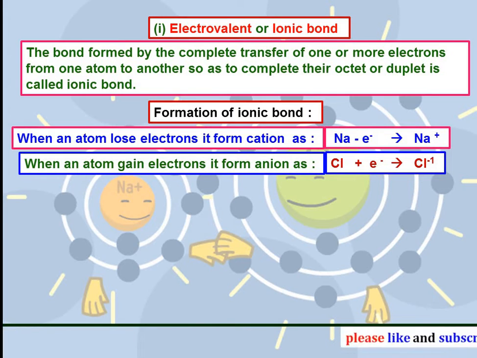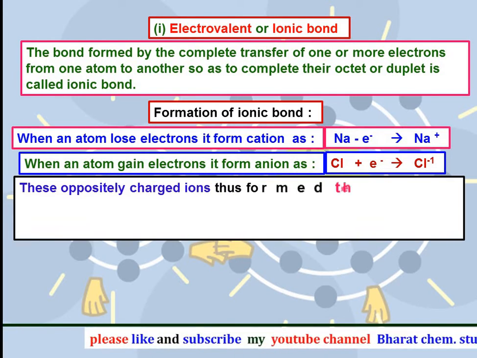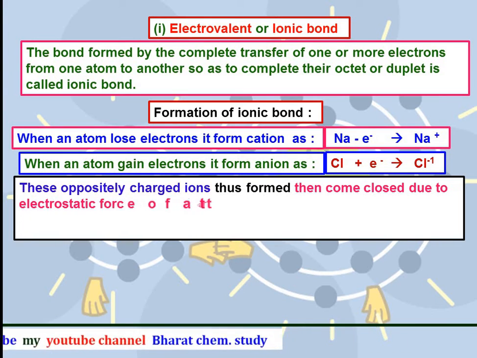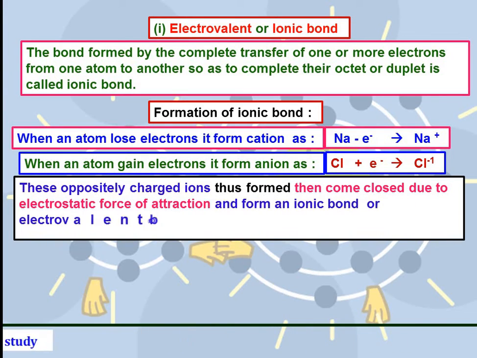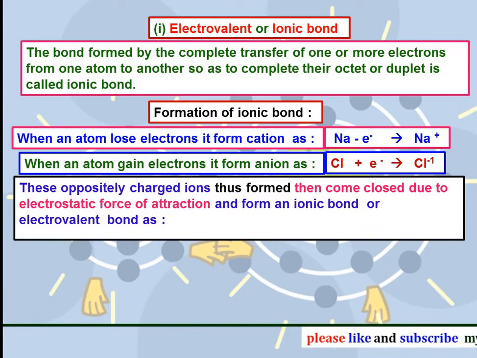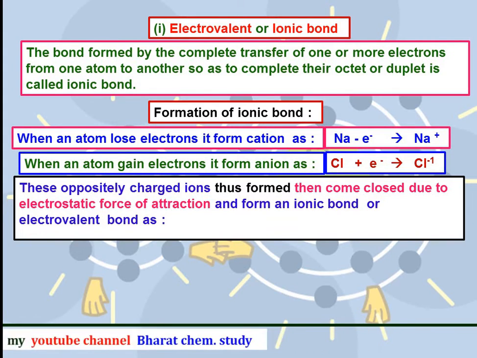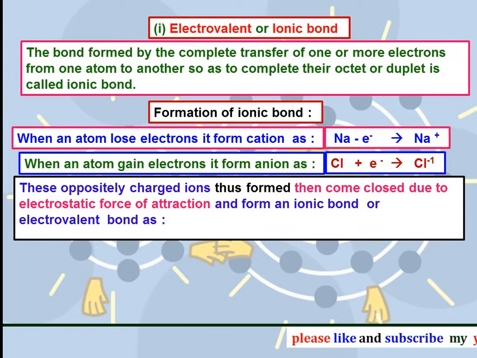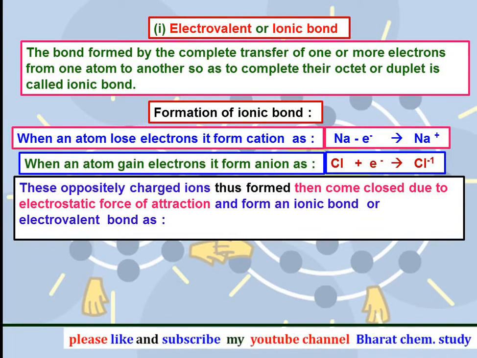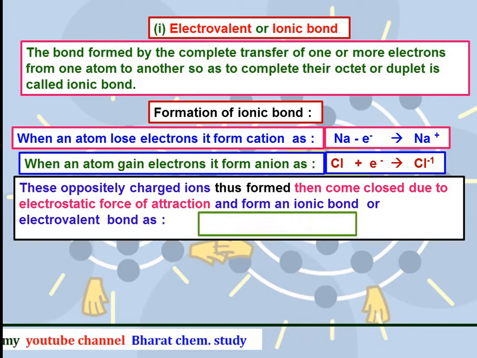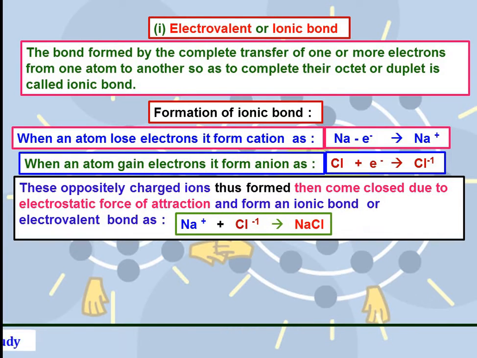They will not directly take electron. These opposite charge ions thus come closer due to electrostatic force of attraction. The electrostatic force of attraction is that which is occurring between two opposite charge ions to form an ionic bond or electrovalent bond. So one sodium will lose electron to form cation, chlorine will gain electron to form anion, and then these two cation and anion will come together to form molecule of NaCl, that is ionic bond.